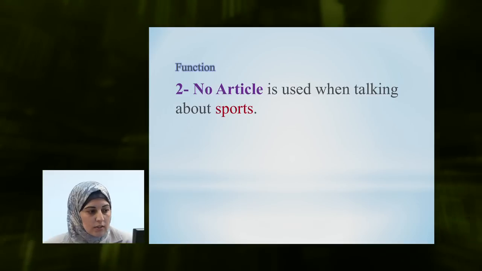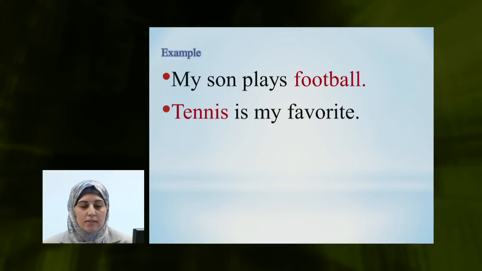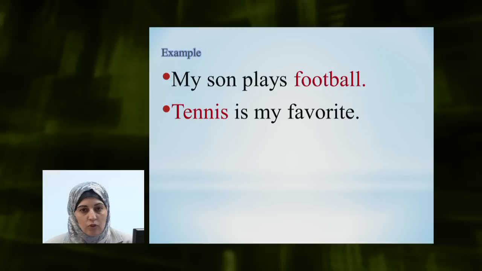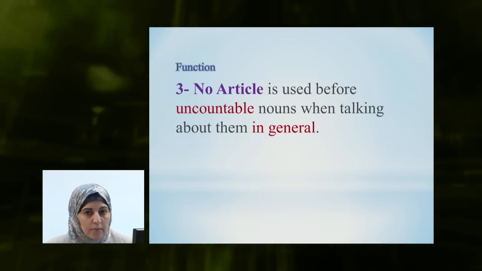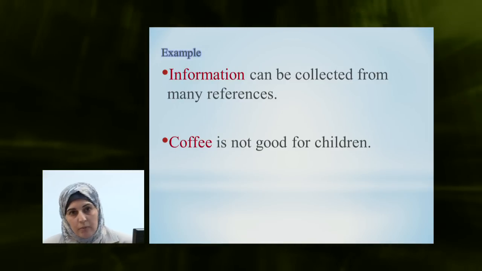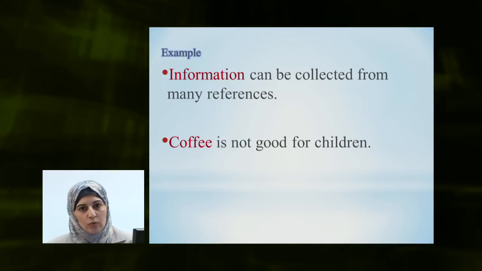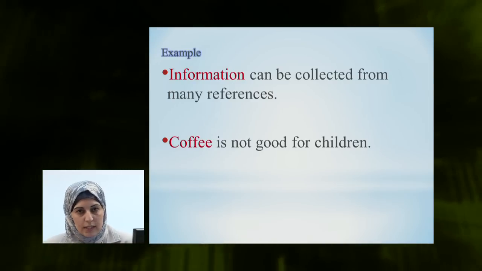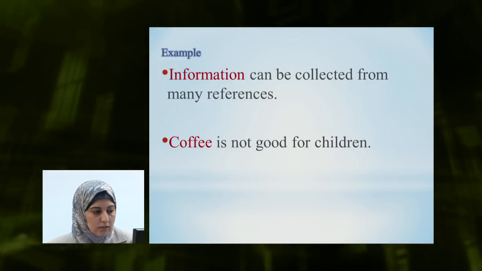You also use no article when you are talking about sports. So you say, my son plays football. I don't say the football or a football, just football. Tennis is my favorite. Again, you notice here, I'm not using any article. You also use no article when you are talking about uncountable nouns, but when you are talking about them in general. What are the uncountable nouns? Of course, they are the ones that you can't count. For example, information. You can't count information. So you say, information can be collected from many references. So information cannot be counted. So you don't use any article in this case. And the same is for coffee. Coffee is not good for children. With coffee, we use no article.